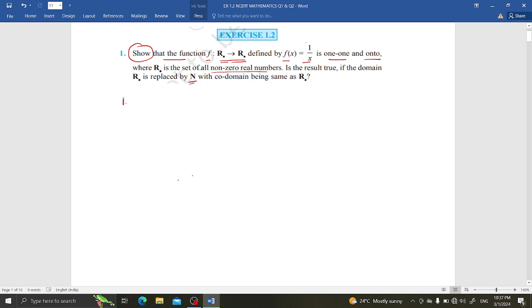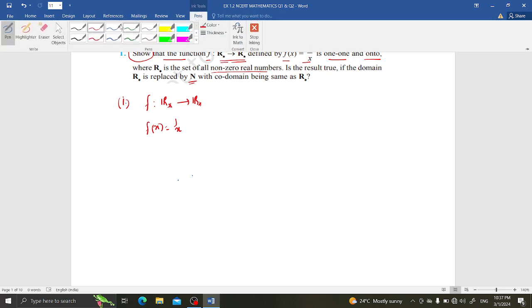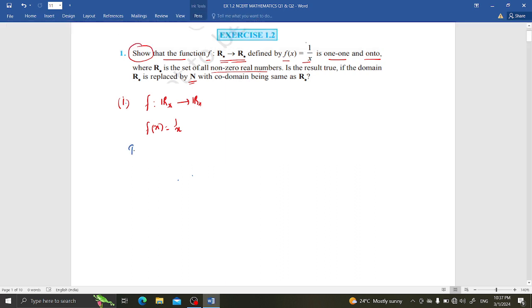So the first part I will explain. The function is defined from R star to R star, and they define the function as f(x) equals 1 upon x. We need to prove that the function is 1-1 and onto. What we need to prove is that f is 1-1 and onto.